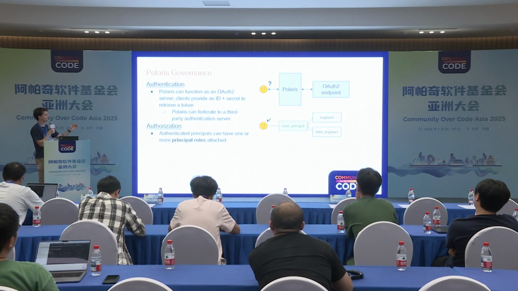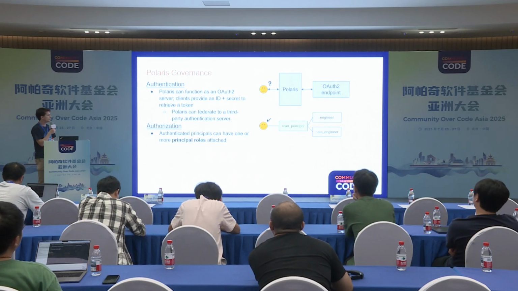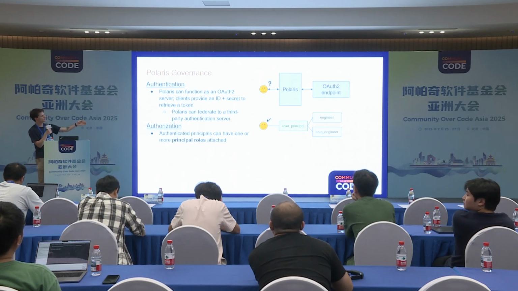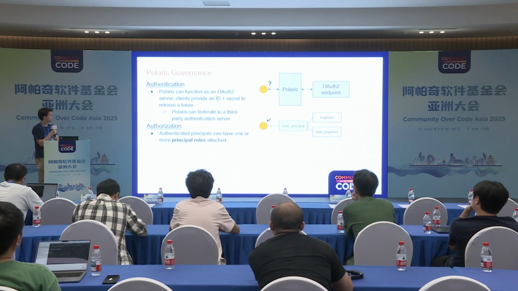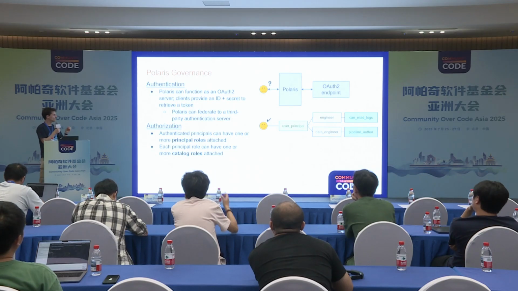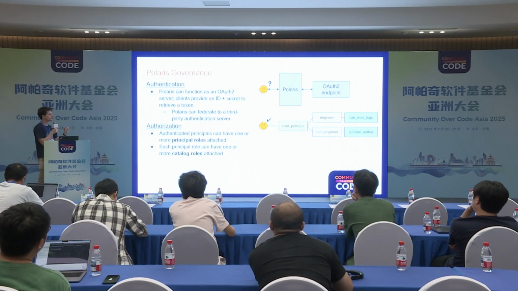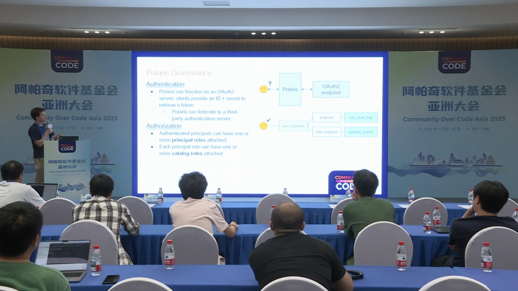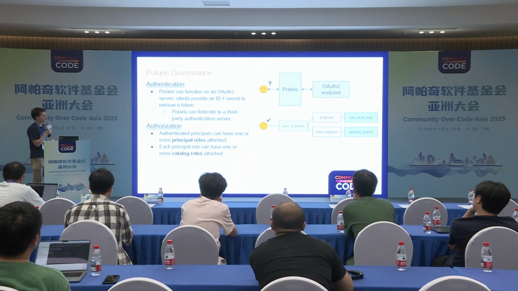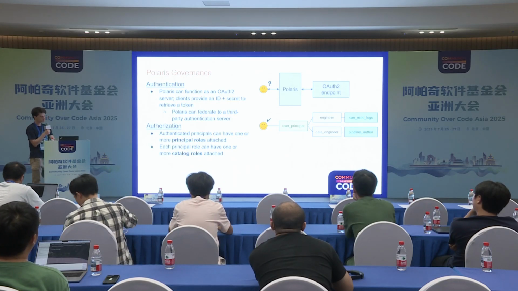Once you've obtained your token and you've proven your identity, in order to get you access to data, we then need to look at what roles you have. So in this example, this happy user maybe has the engineer role, and maybe they also have the data engineer role. Each of those roles that the individual has are connected to catalog roles, which are essentially groups of privileges. So maybe engineers can read logs, and maybe data engineers can create pipelines.